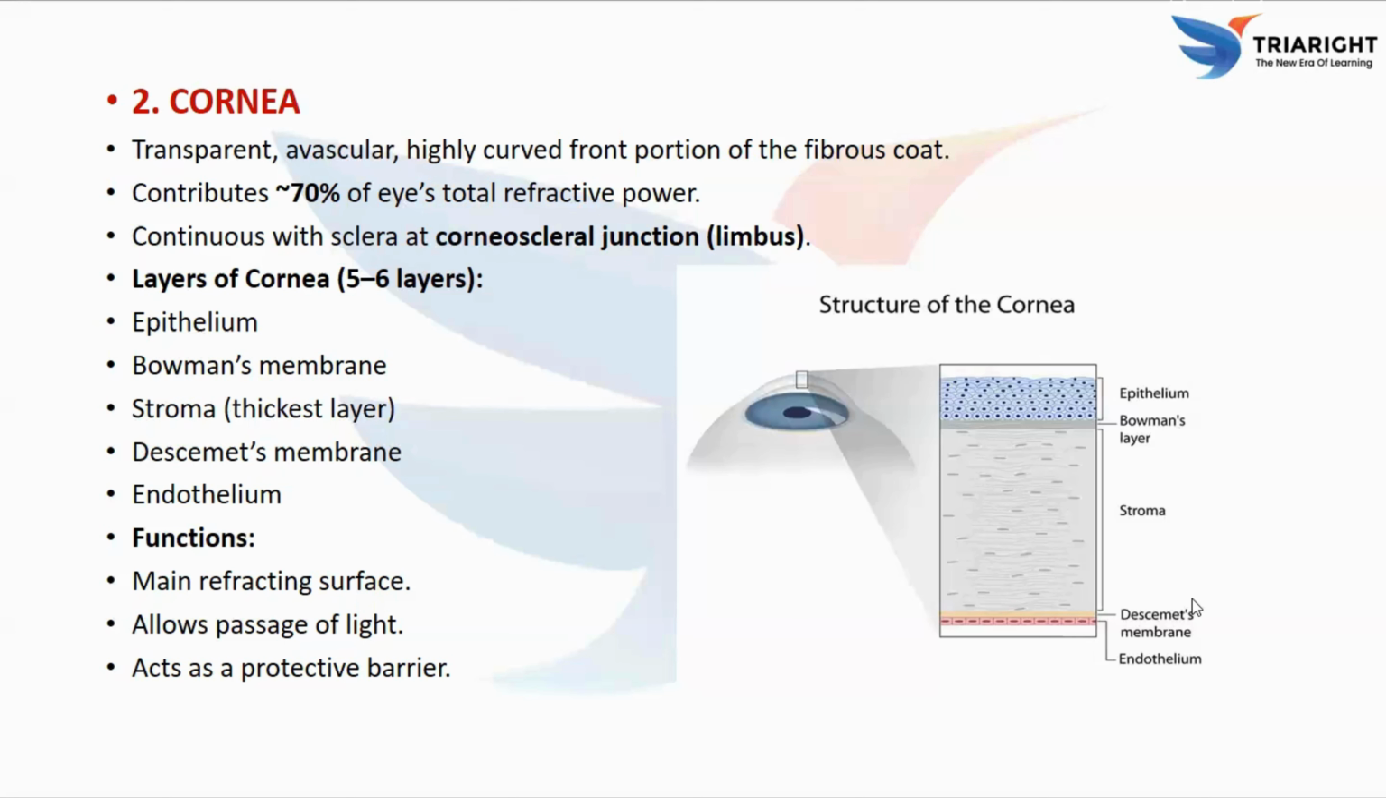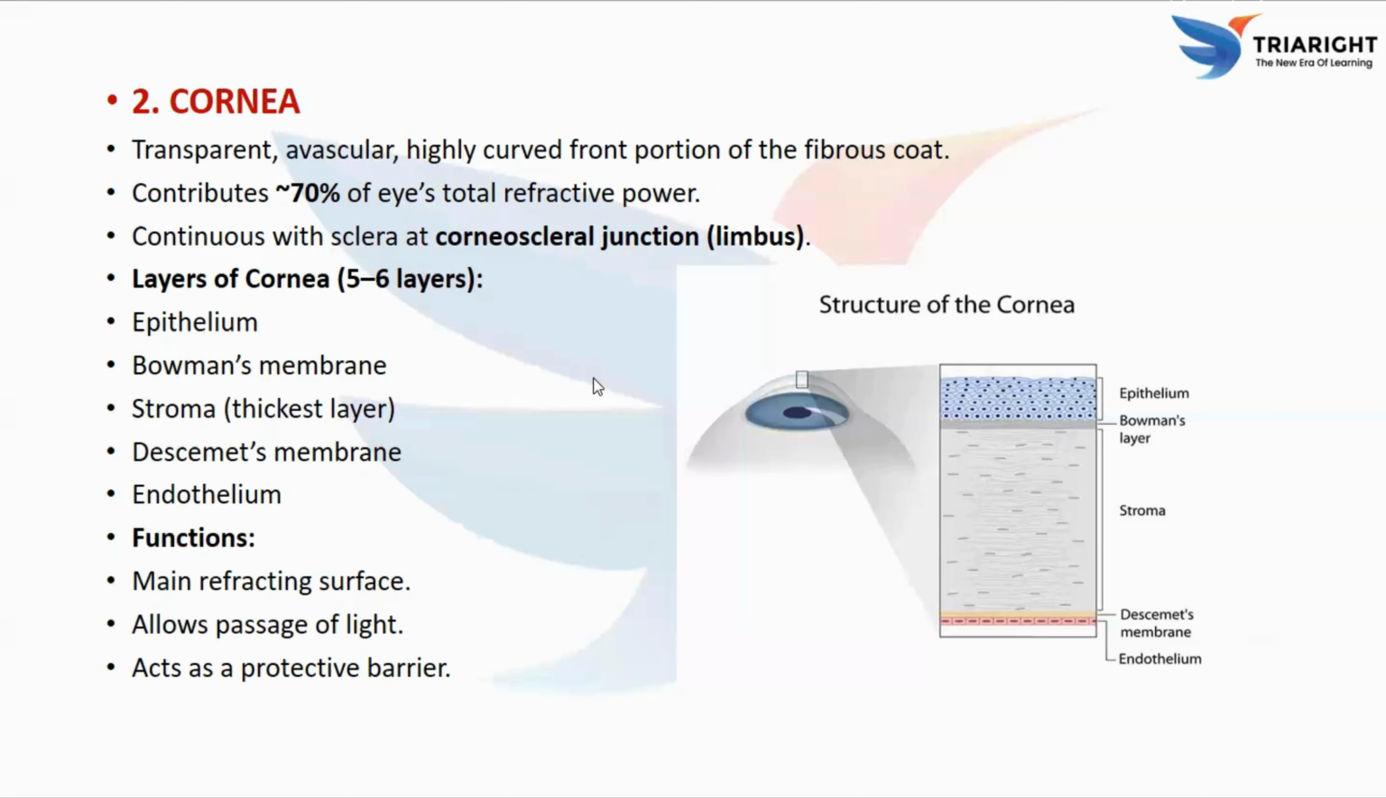So next to stroma, you will find the Descemet's membrane. So this Descemet's membrane is thin, but it is a very strong basement membrane. It regenerates easily, and it also protects the endothelium. So endothelium is the innermost single cell layer. It maintains the corneal transparency by pumping excess fluid out of the stroma. So this endothelium does not regenerate, so damage can lead to corneal edema, nothing but clouding.